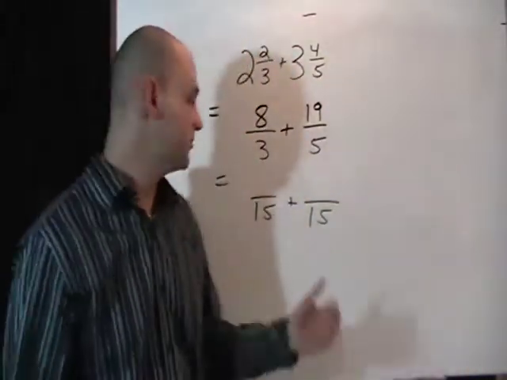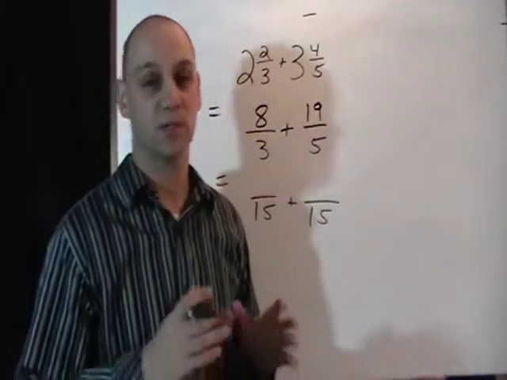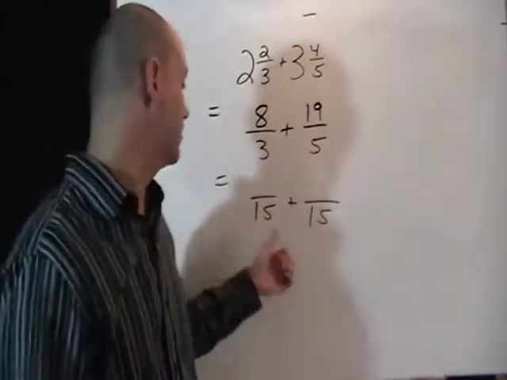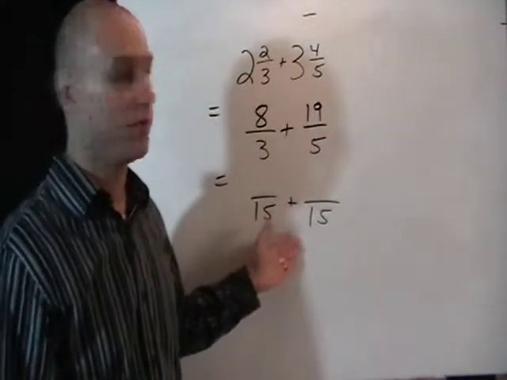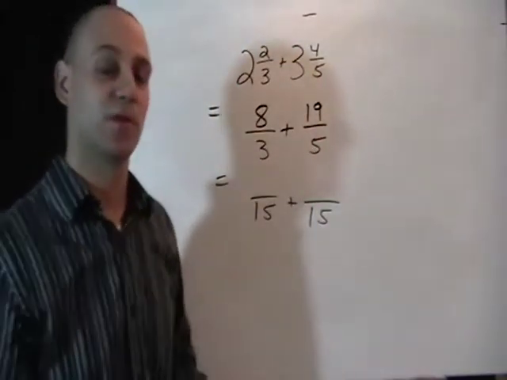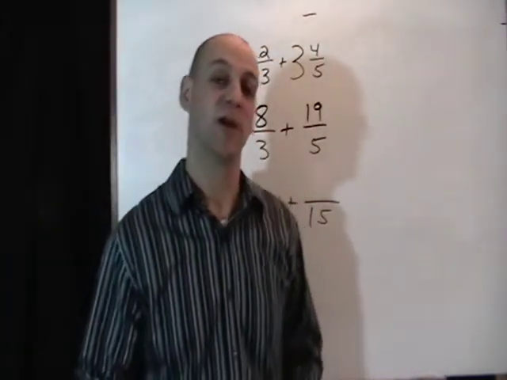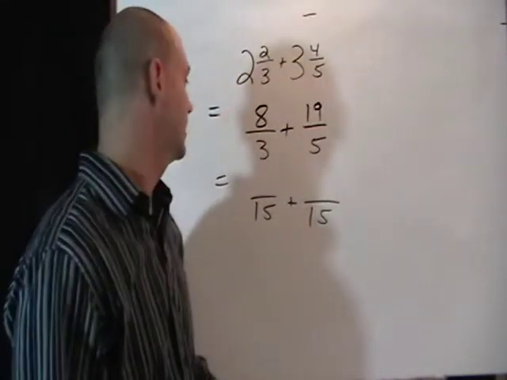And then you have to ask yourself, is 15 the lowest common multiple of 3 and 5? Is it the lowest number that 3 and 5 can both go evenly into? And the answer is yes, it is. So in this case, we found the lowest common multiple just by multiplying the two denominators, and we're going to use that as our lowest common denominator. In some cases, it might not work out that easy. You might have to do some additional calculations in order to find the lowest common denominator.